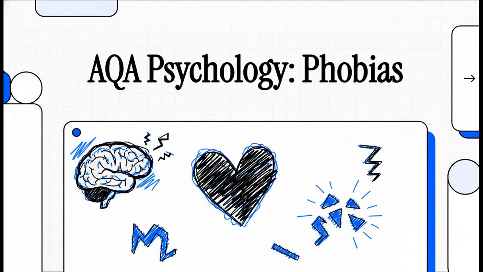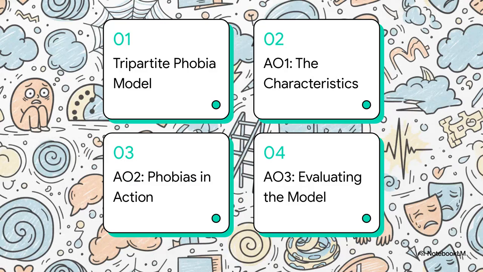All right, let's talk phobias. If you're doing your AQA A levels in psychology, you know this is a huge part of the psychopathology topic. But what's the actual difference between just being scared of something and having a full-blown clinical phobia? Well, today we are breaking down the official model, the behavioral, emotional, and cognitive characteristics, so you can absolutely nail that exam. So here's our game plan, and you'll notice it's structured just like a top-tier essay.